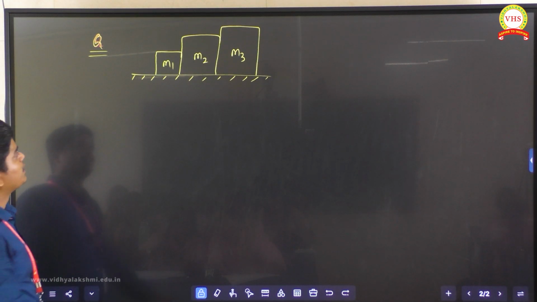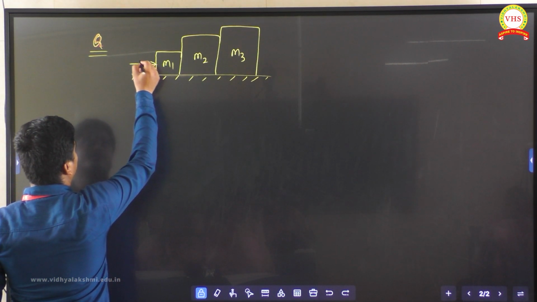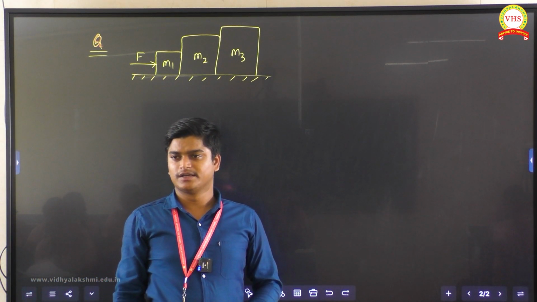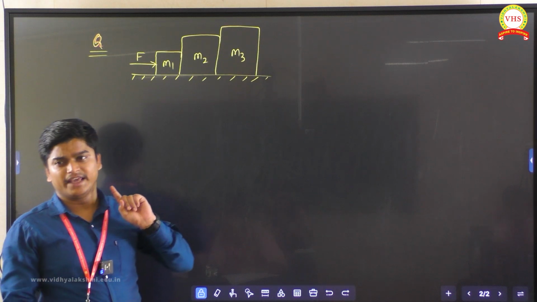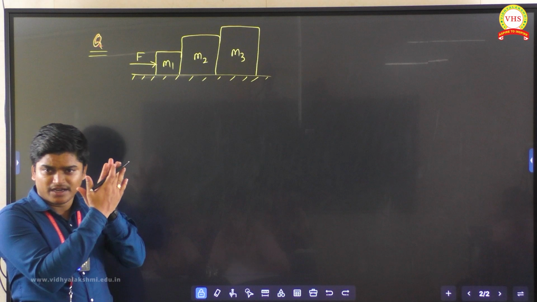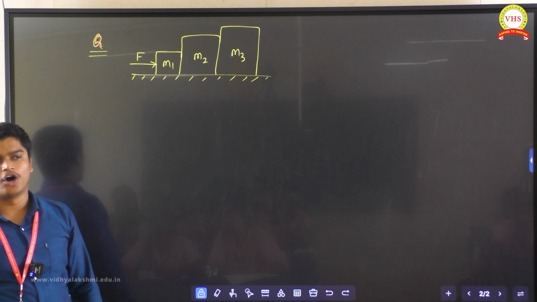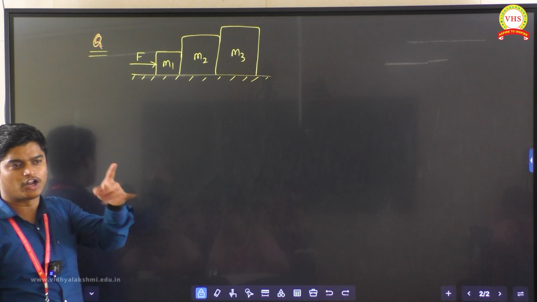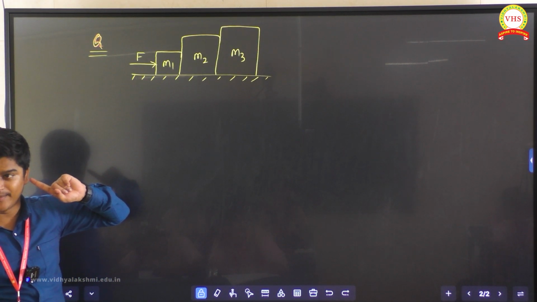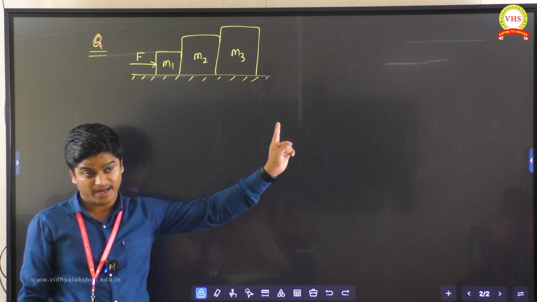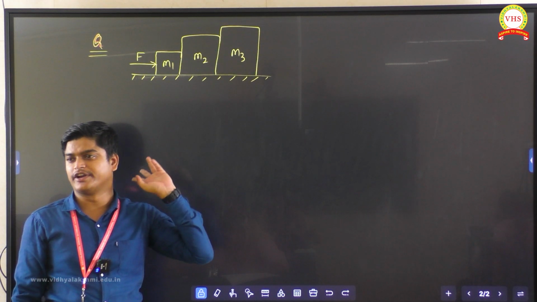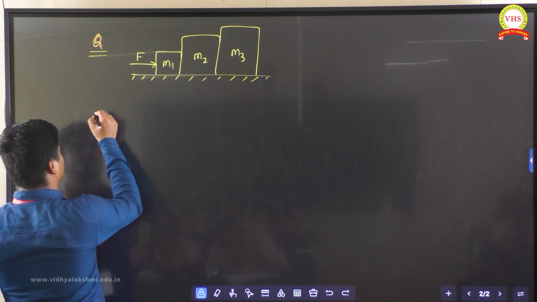Clear? Now here you are applying a force F. On M1, one force is applied, that is capital F. Now you can see M1 and M2 are in contact, and M2 and M3 are in contact. So as you already know, if contact is there, definitely normal reaction will come. So you find the normal reaction between M1 and M2 and also the normal reaction between M2 and M3. Are you getting? So you will get two normal reactions. So first write the question. What is the question here?